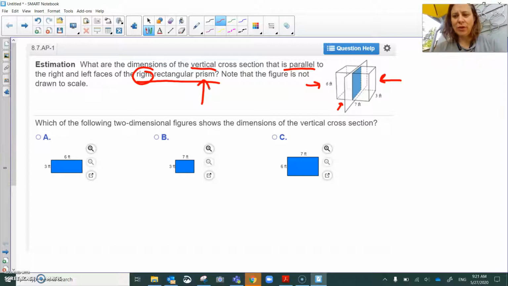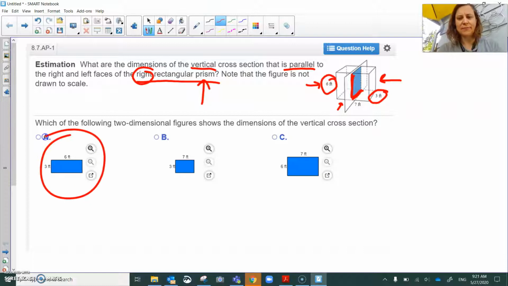Okay, so when we look at that blue shape in the middle, this edge of it is the 3-foot edge, and this edge of it is the 6-foot edge. So it's the one over here that's 3 feet by 6 feet. So that one's not too bad. This one is mostly about vocabulary.